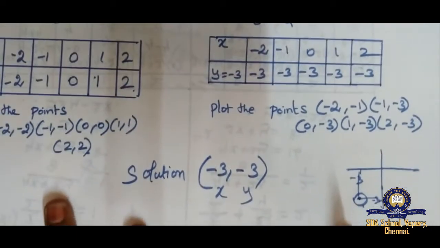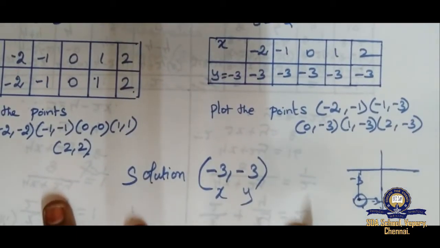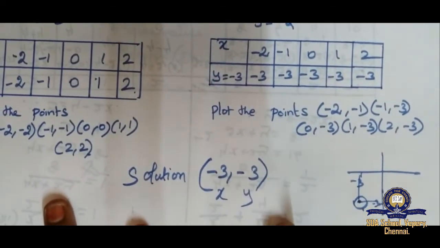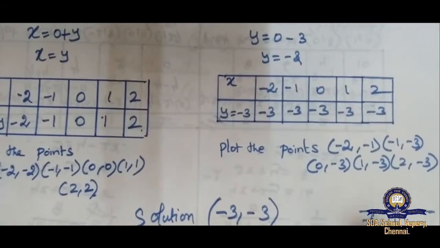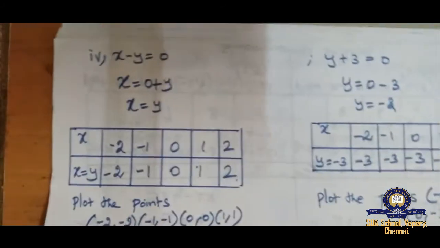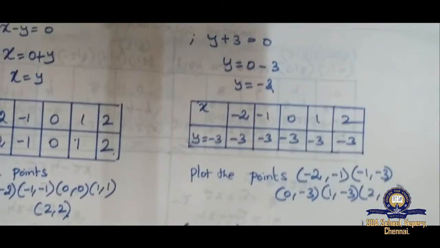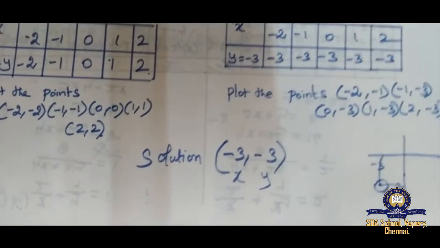How to do this, I have told you in the last session. If you are not aware of it, go and visit the last video session. I hope you all understood this one. This is the first tabular column, this is the second tabular column, and the solution is minus 3, minus 3.